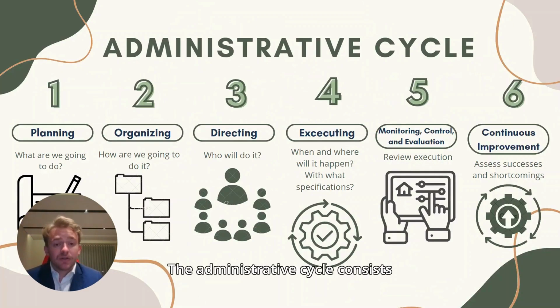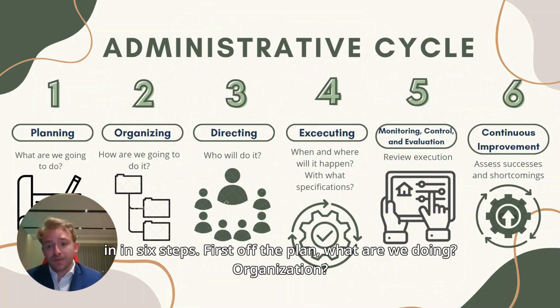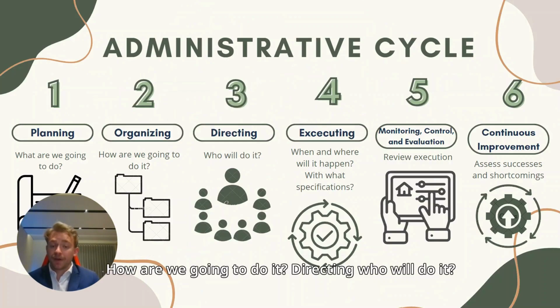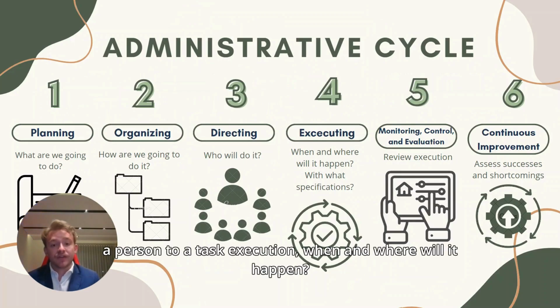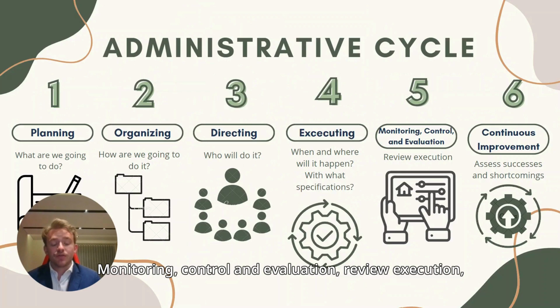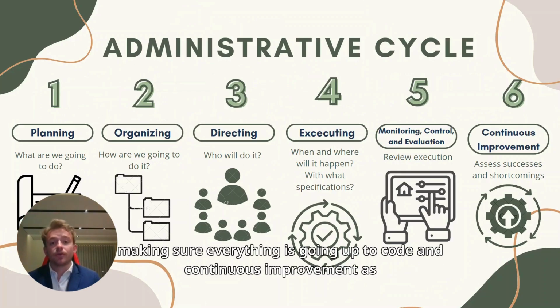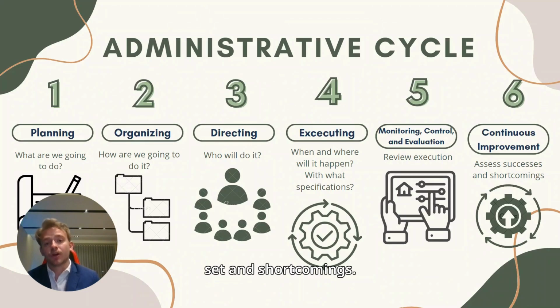The administrative cycle consists of 6 steps. First off, the planning. What are we doing? Organization. How are we going to do it? Directing. Who will do it? It's basically appointing a person to a task. Execution. When and where will it happen? Monitoring, control, and evaluation. Review execution, making sure everything's going up to code. And continuous improvement. Assess success and shortcomings.